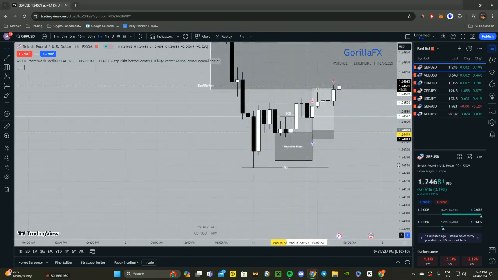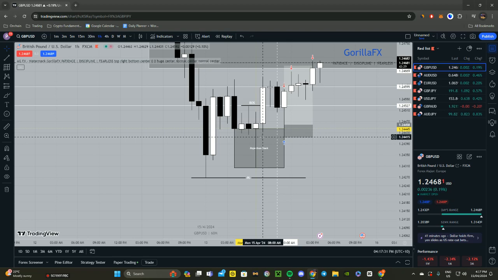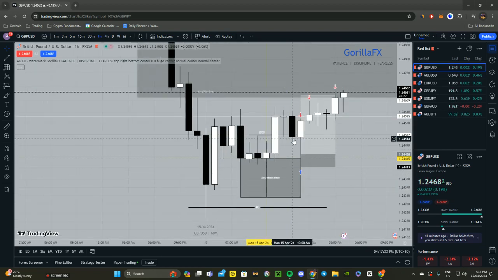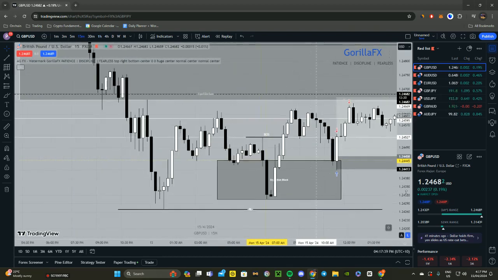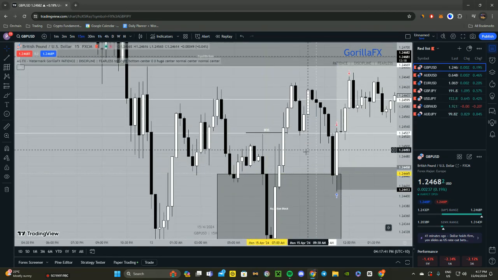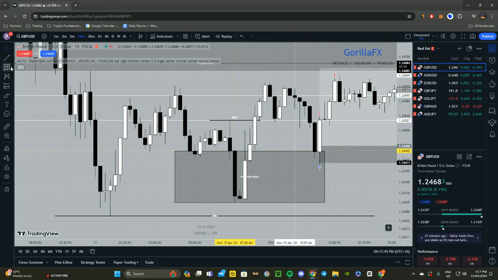On the hourly, we see this protected low being formed here, and we also see a rejection block forming by these candle wicks. And so heading into Asia, I want to target this rejection block for an entry. On the 15 minute, we get a break of structure to the upside. This is perfect, just what we wanted to see. And now we're looking for this rejection block to enter.